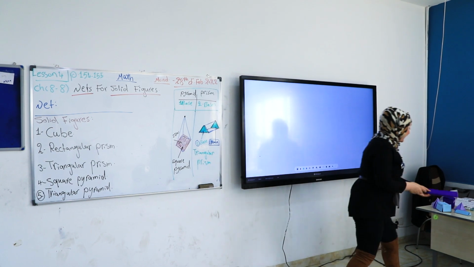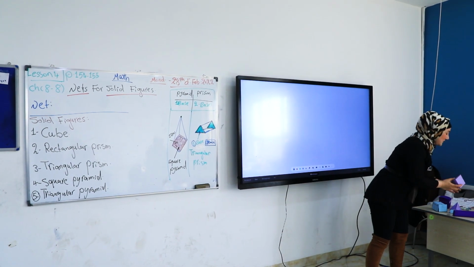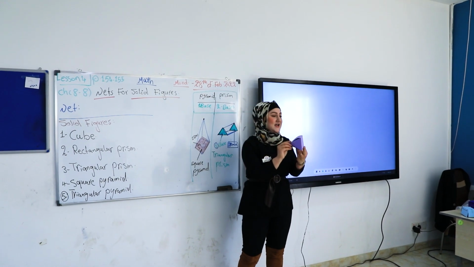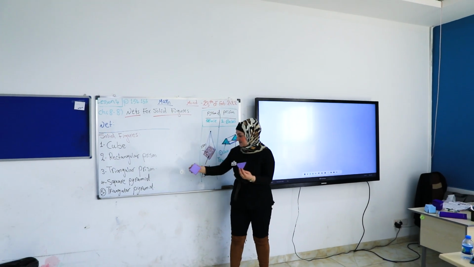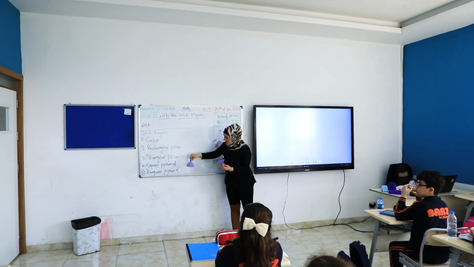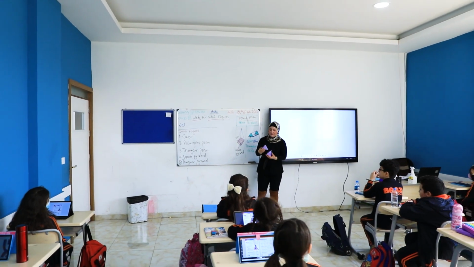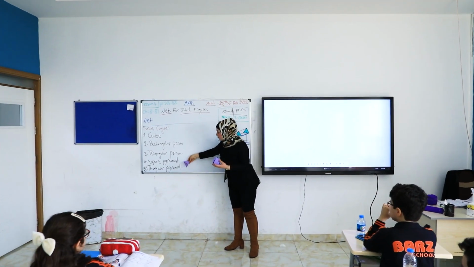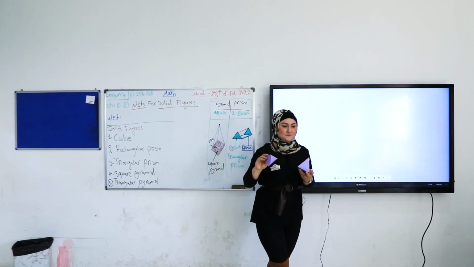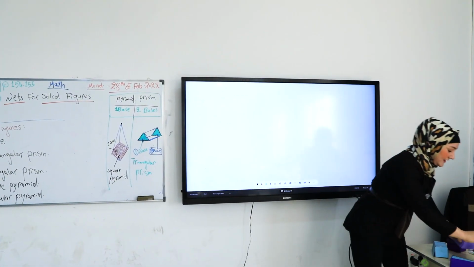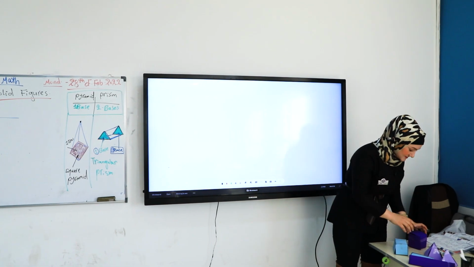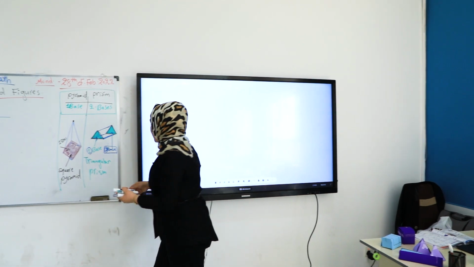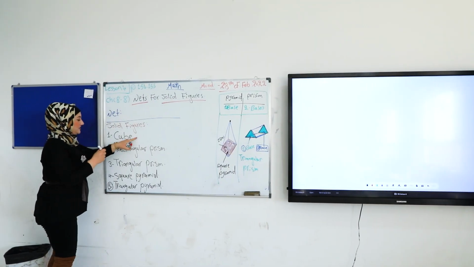The square pyramid, and also the triangular pyramid. The square pyramid basically has 1 base, a square base here. This is the square pyramid. And also the triangular pyramid, the base is a triangle. That's why we call it a triangular pyramid. I have to show you the nets, guys. So in here, I'm gonna draw the cube for you.